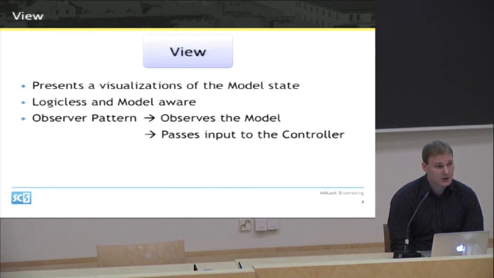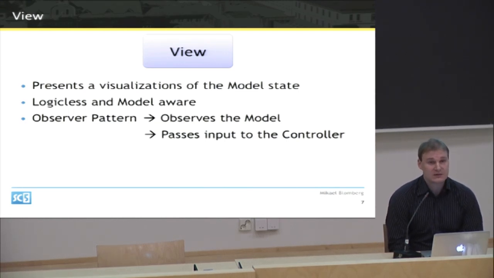Then let's look at the view. It's what the user sees. It's a visual representation of the model state. It's aware of the model, because otherwise it couldn't react to anything, and also it needs to know something about the model in order to present that information.